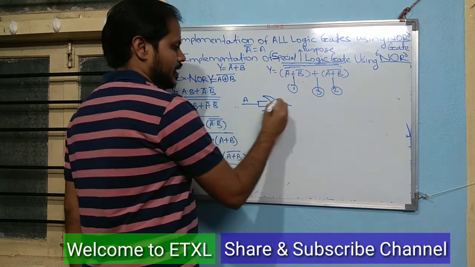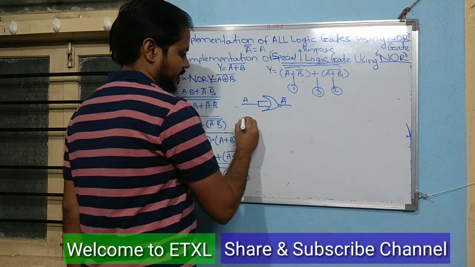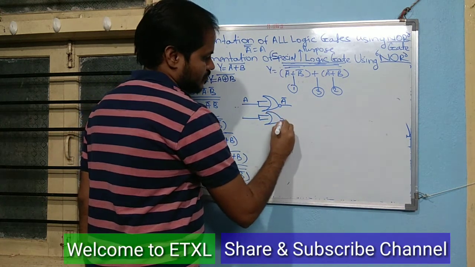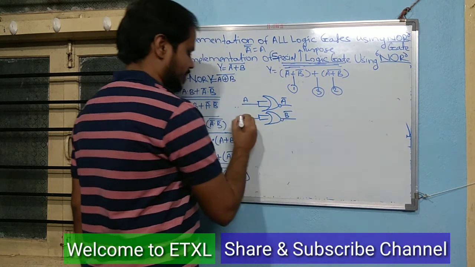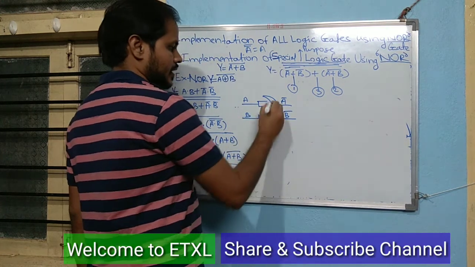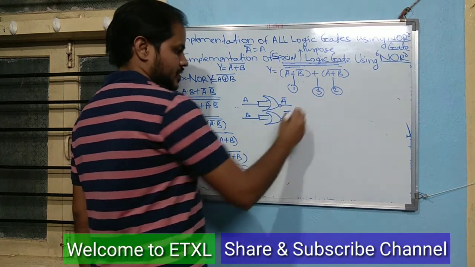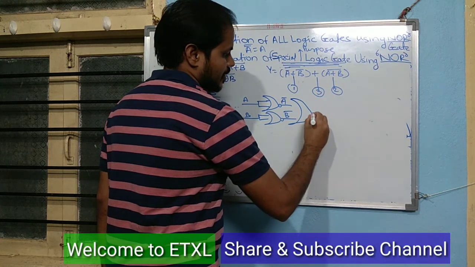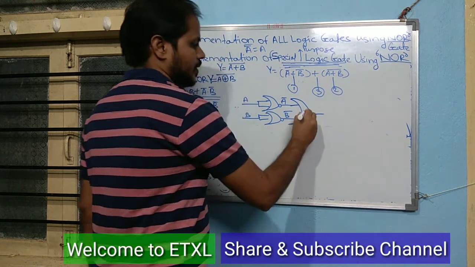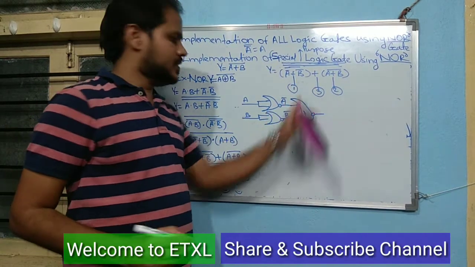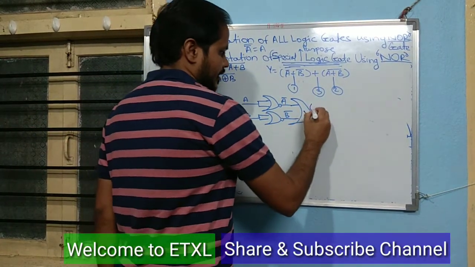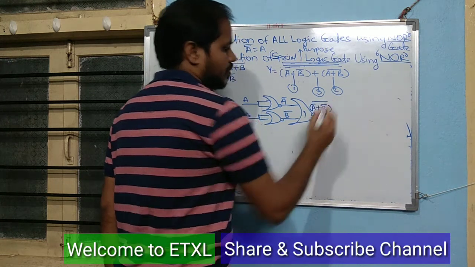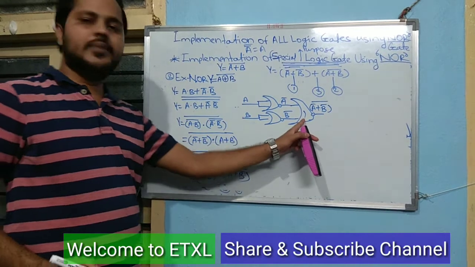Here is the A input. Here you are getting A bar. The next input is the B input, B bar. Here is the B input. You are getting the output B bar. Combining both of these outputs, then you are getting the first step output, A bar plus B bar, whole of this bar. I am applying the first NOR gate here.